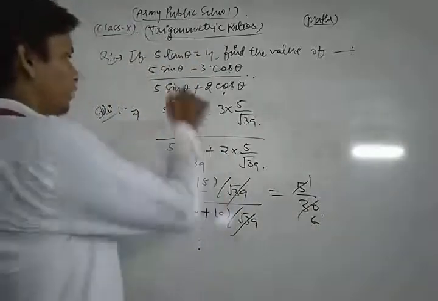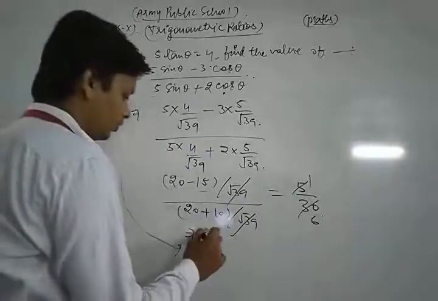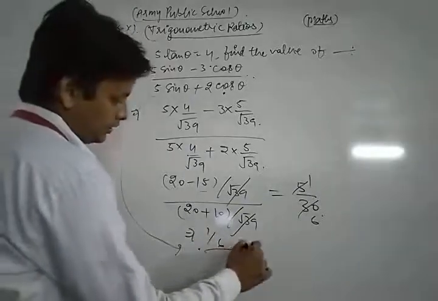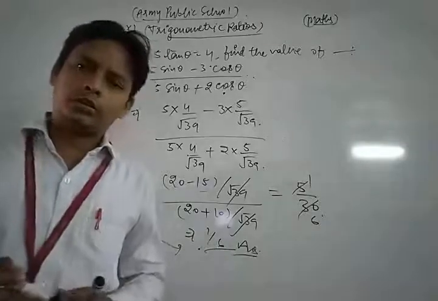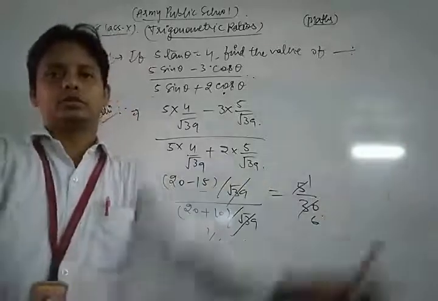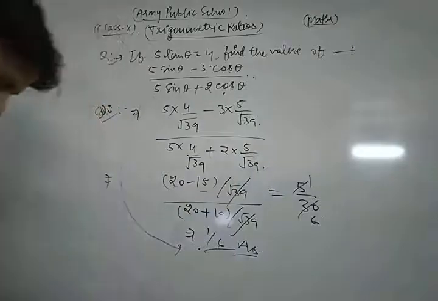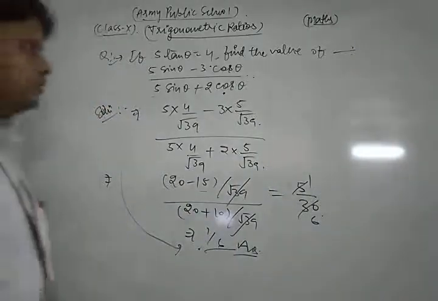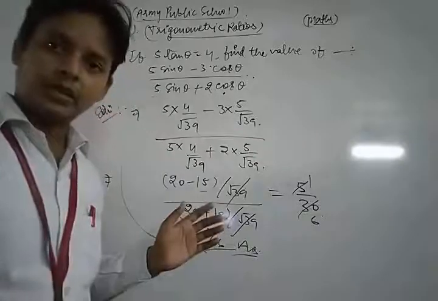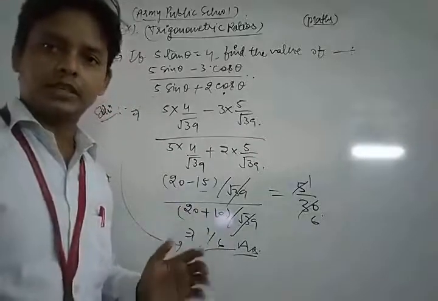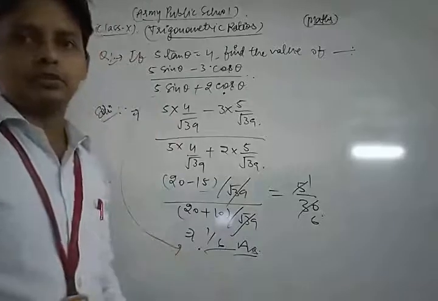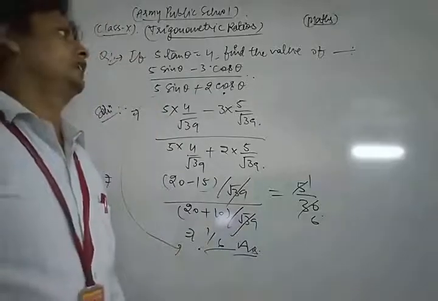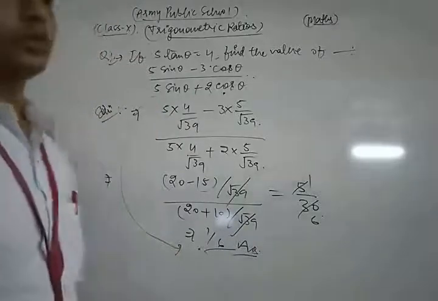Thus in this way the value of the expression is 1 upon 6. This is the required solution of the given question. So in this way, dear friends, you can solve each and every question of your NCERT exercise based on trigonometric ratios. Now we take and solve some other important questions based on these values.